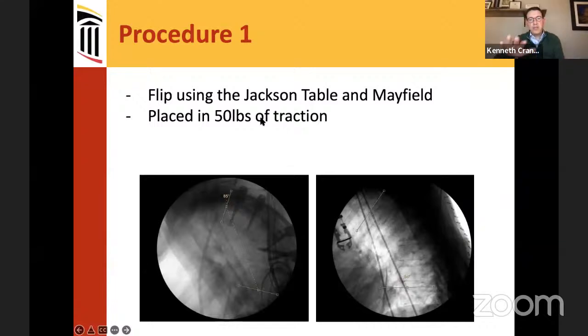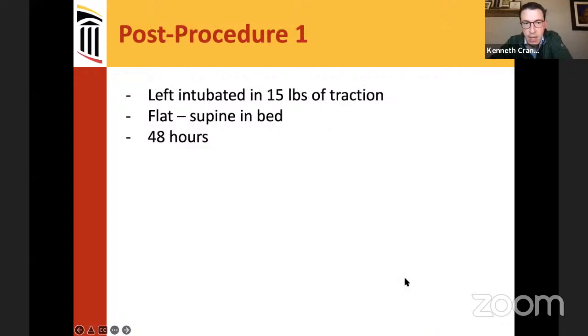So what we did was we turned her over, and then we used traction, and we put her in about 50 pounds of traction. And we left her there for about half an hour or so in the traction on her back to let gravity do its work. And we were able to get her from about 85 degrees to 54 degrees. And then we left her intubated in the ICU.